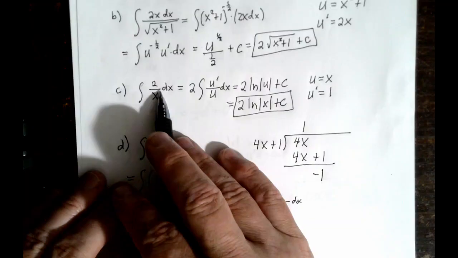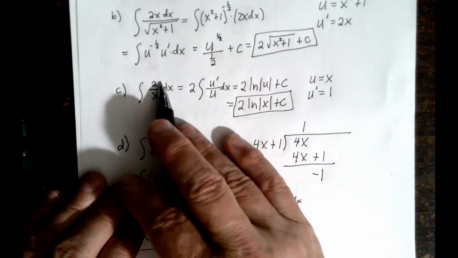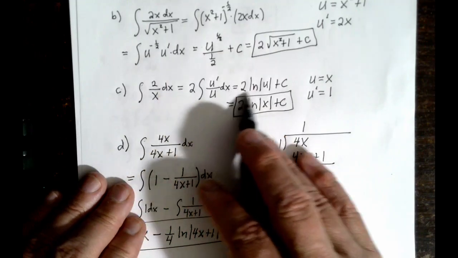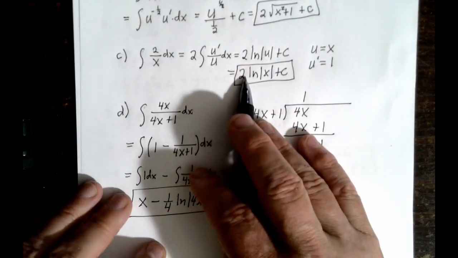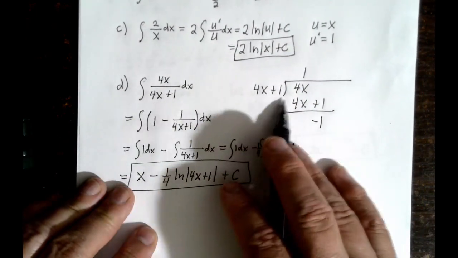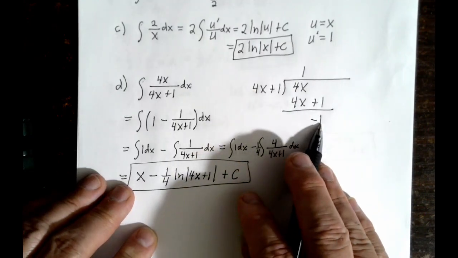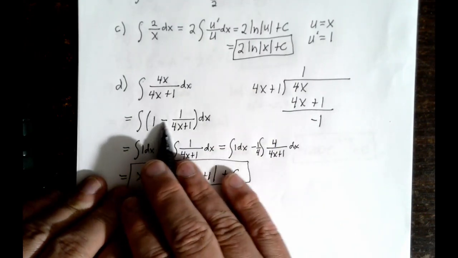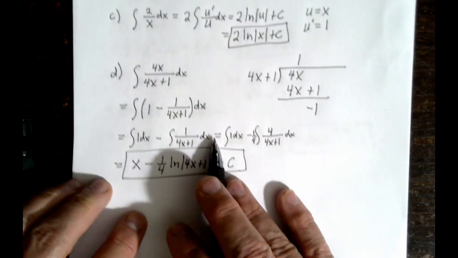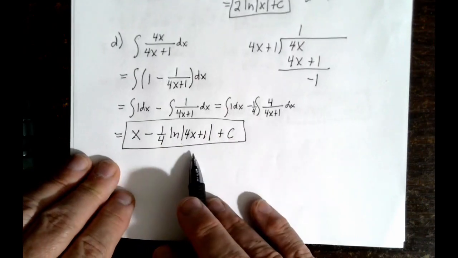On this one, we can write the 2 out front, so this is just 1 over x dx, which is u and u prime dx, so it's ln of u. And your u is x. On this one, you got to do long division, and when you do, you get 1 with the remainder of minus 1. And remember, it's your answer plus the remainder over your divisor. And so you integrate each one of these, and you can see how it works out, and we get our answer that way.